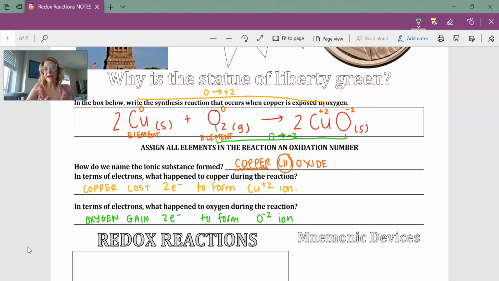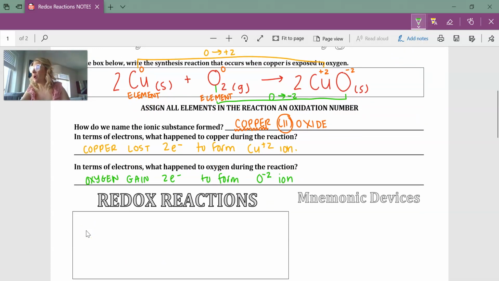But the term oxidized doesn't always mean reacts with oxygen. Oxidized has to do with a loss or gain of electrons. And so let's take a look at what is a redox reaction. A redox reaction is going to be a reaction which involves the loss or gain of electrons, okay? And there's two parts to it.